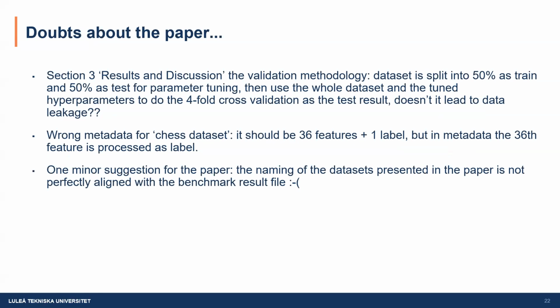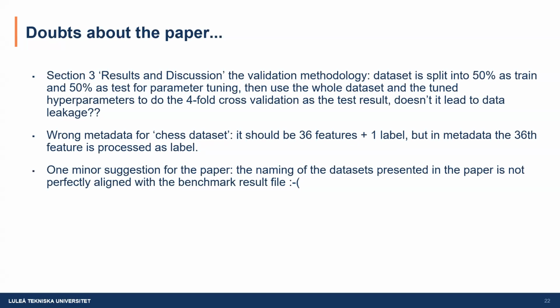And we also have some doubts about the paper. In the paper, section 3, results and discussion, the validation methodology: the dataset is split into 50% as train and test, another 50% as test for parameter tuning, and then they use the whole dataset and tune the hyperparameters to do the fourfold cross-validation as the test result. We think it will lead to data leakage.